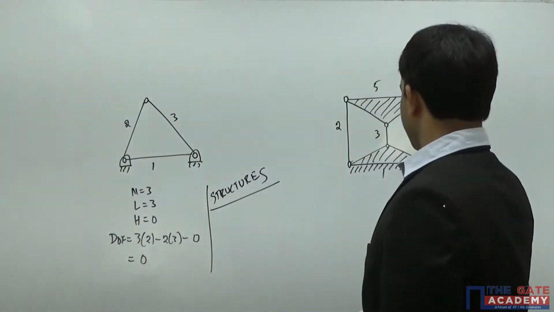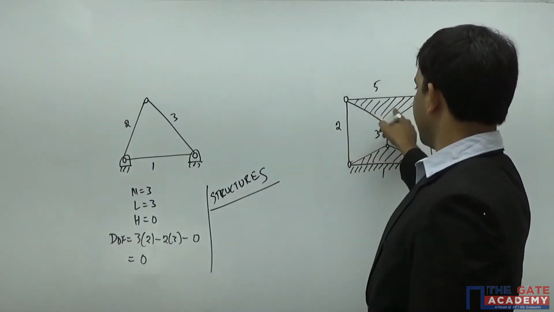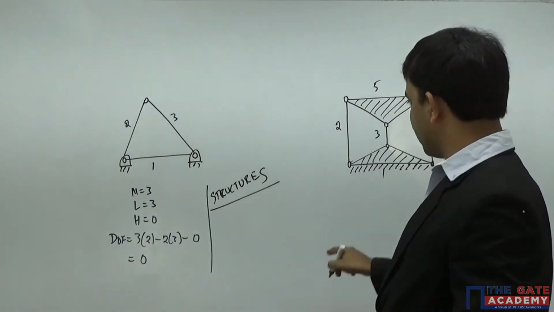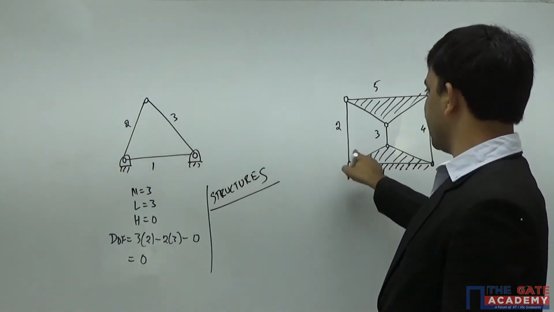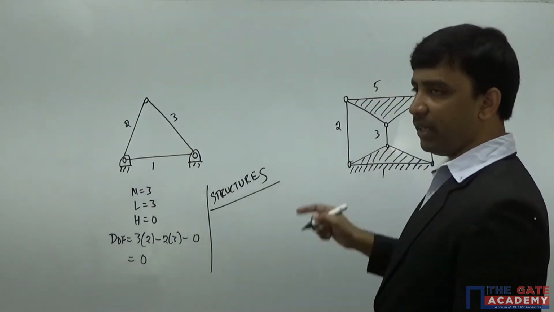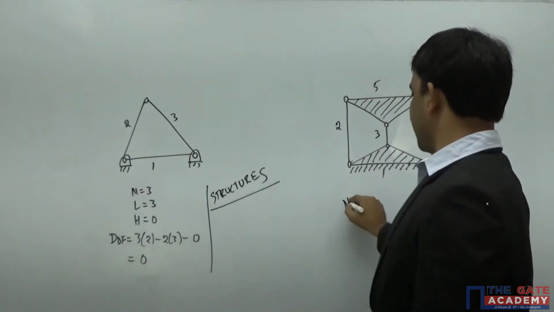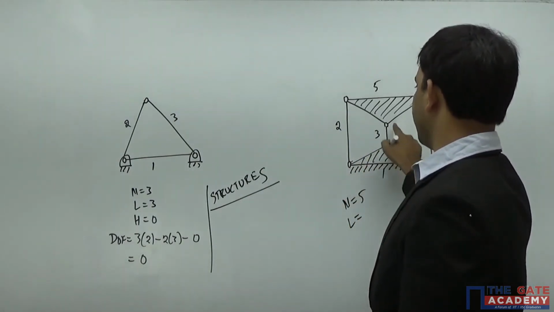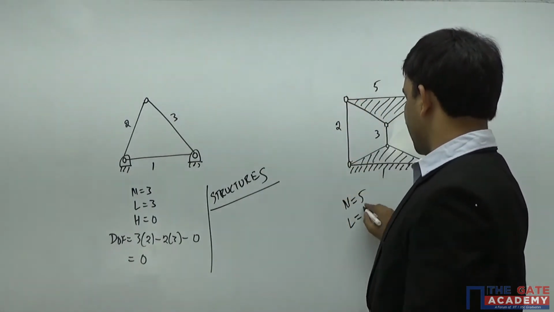So here also the same thing. Whenever you find a hatched region like this, a hatched part indicates it's only a single link. So this hatched part is a single link. So single link, link 1, link 2, link 3, link 4, and the hatched part is a single link, link 5. So here, if you see, the number of links is 5. The number of lower pairs is 1, 2, 3, 4, 5, 6. The number of lower pairs is 6. The number of higher pairs in the mechanism is 0.